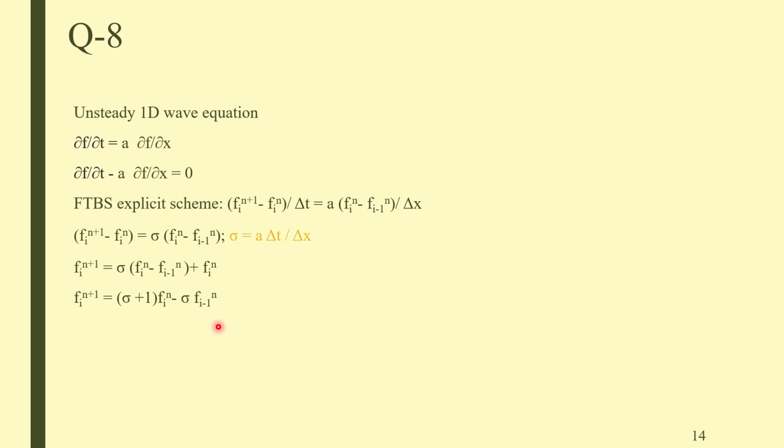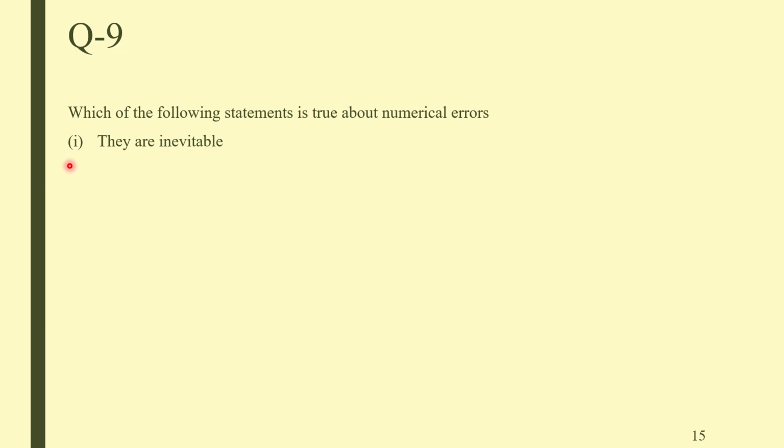A similar question is coming one more time in the next few slides. It is conditionally stable. In question 9, it is asked which of the following statements is true about numerical errors. So the first one, they are inevitable. Second one, they can be controlled. Option 3, they can be eliminated.